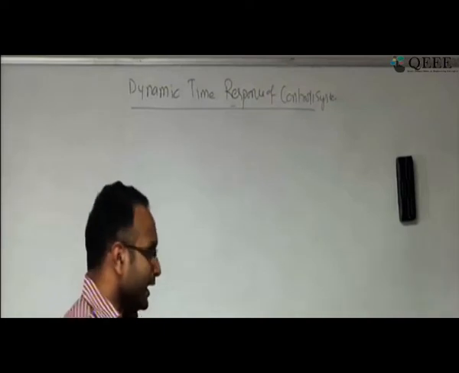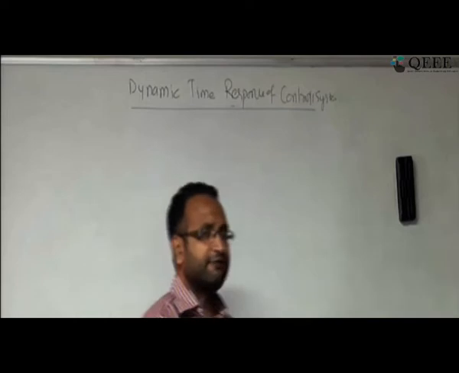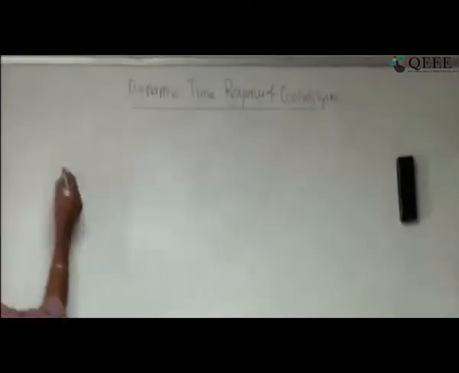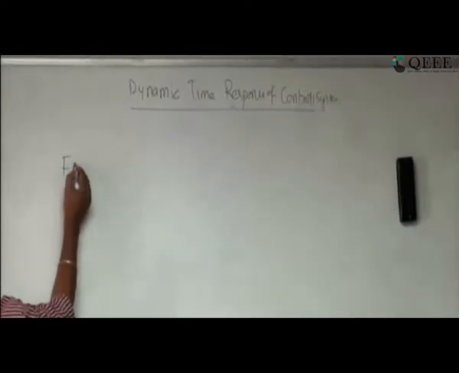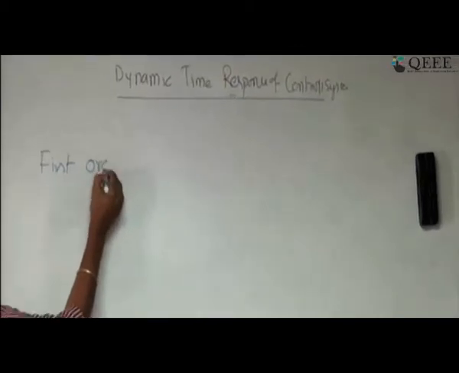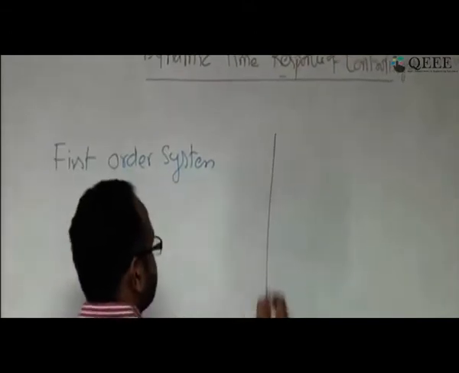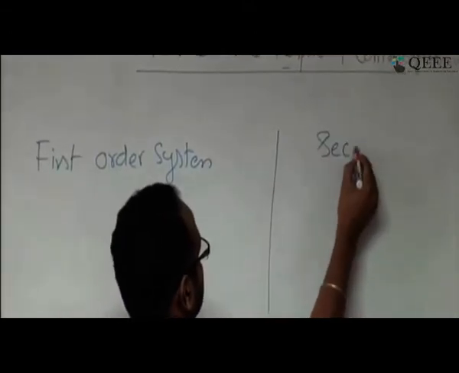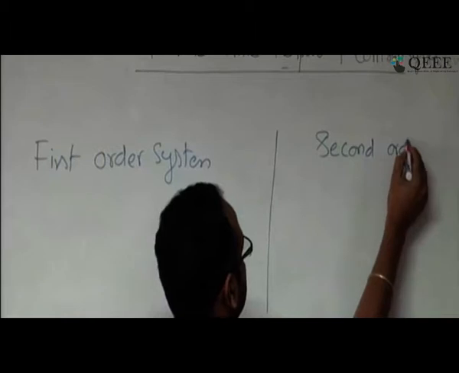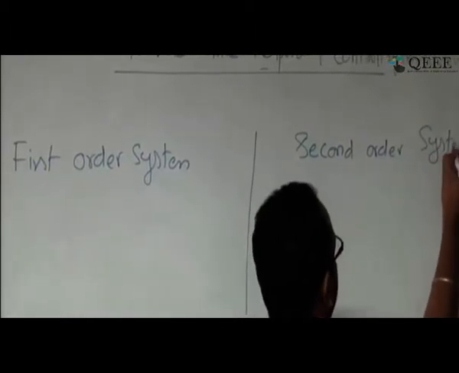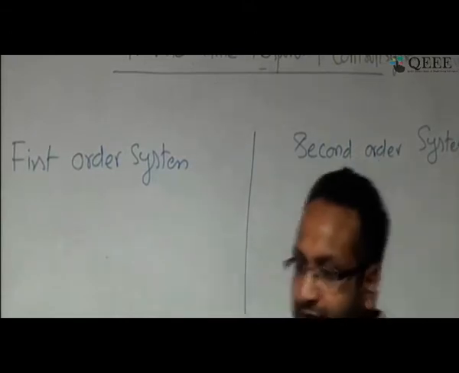So as I mentioned, the objective of these 3 sessions was to understand the effect of dynamic time response. Let me recap what we have done in the last class. Last class I talked about first order systems and second order systems. I am trying to summarize what we have covered.